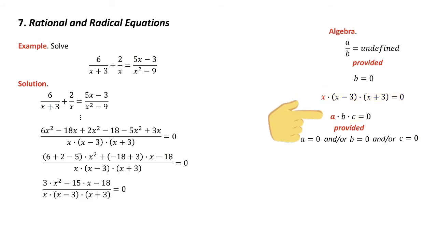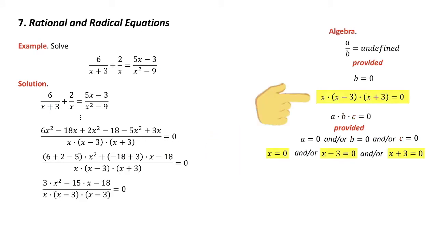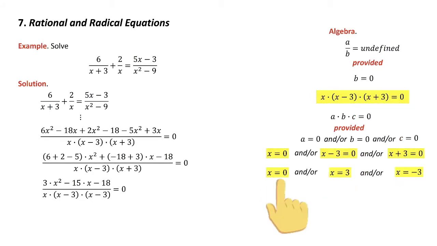So a is x, b is x minus 3, c is x plus 3. You just plug it down into it. A is 0, b is 0, c is 0. And you can just solve it. X is 0. Right, there are my three terms. X is 0, x is 3, and or x is minus 3.